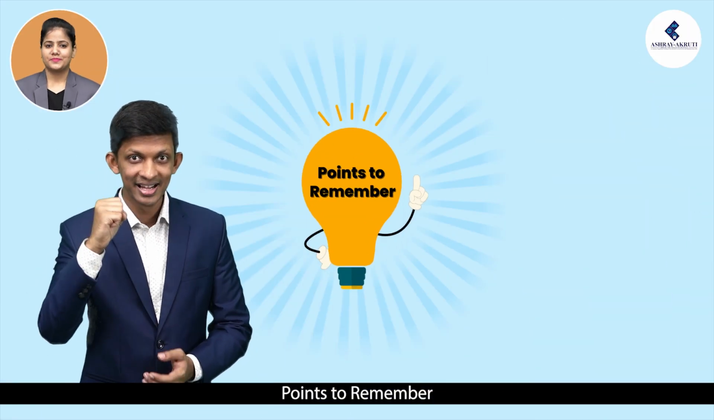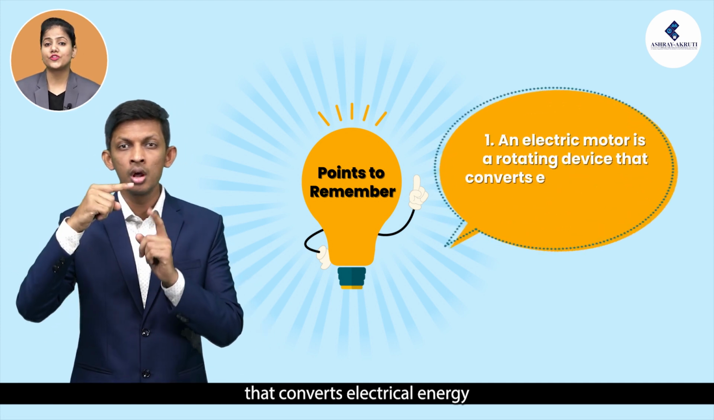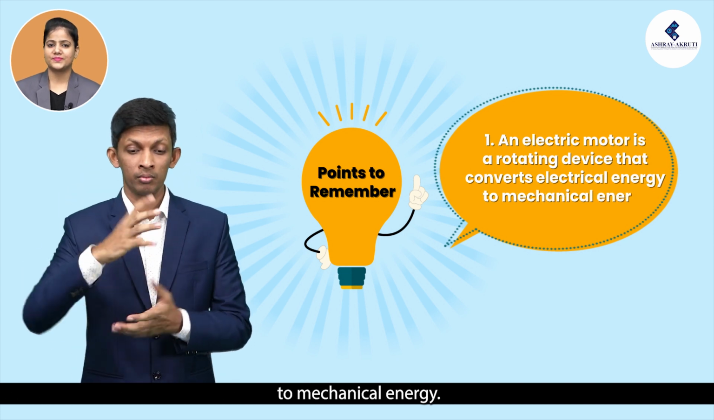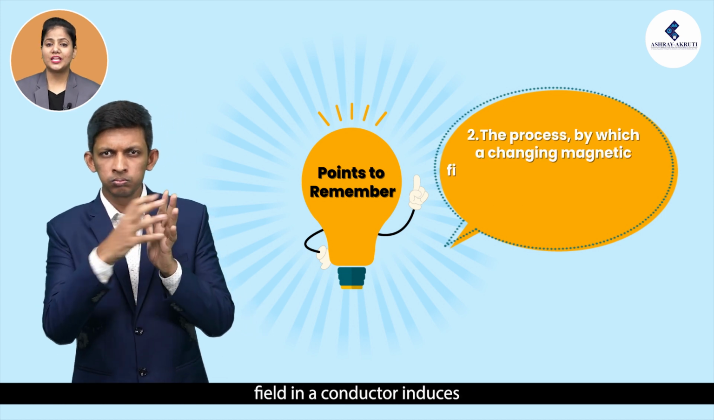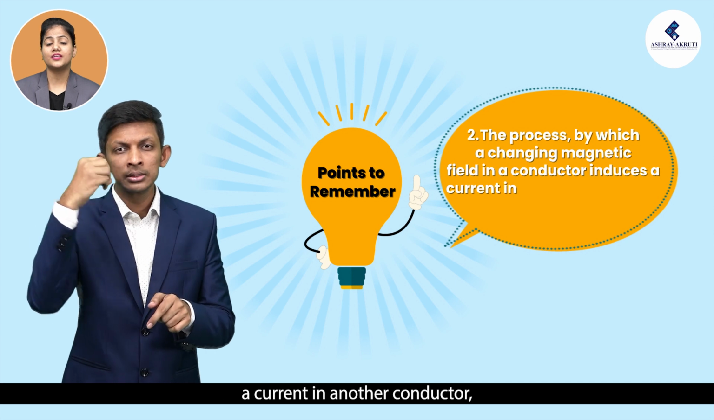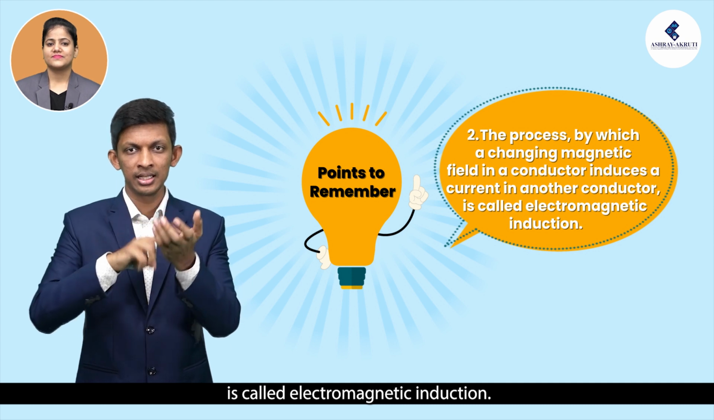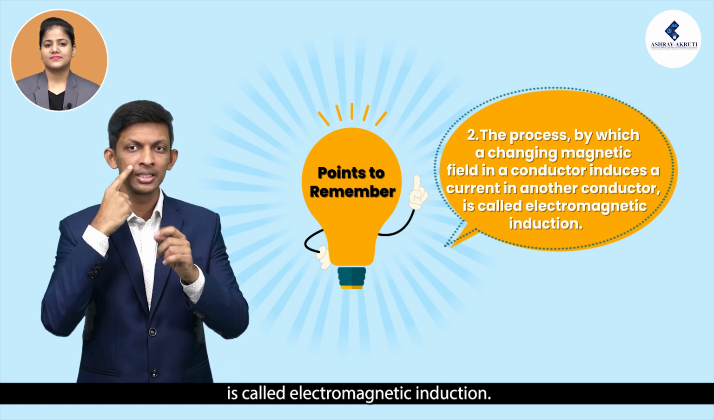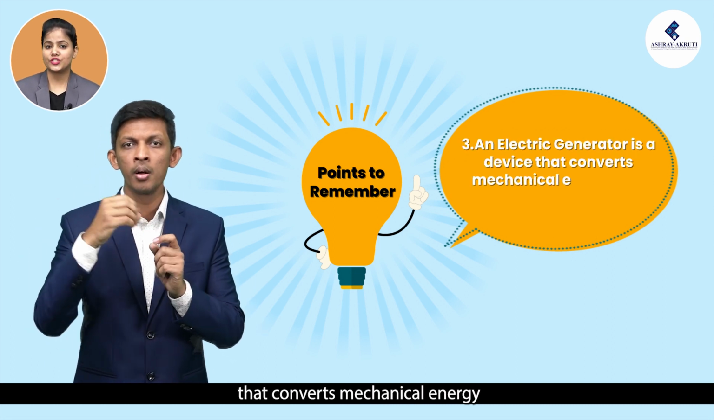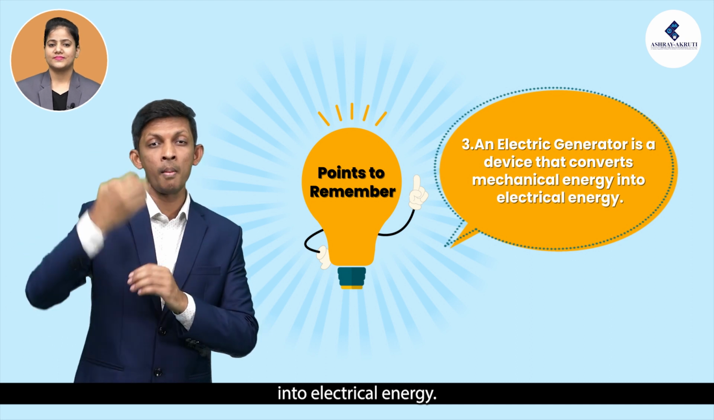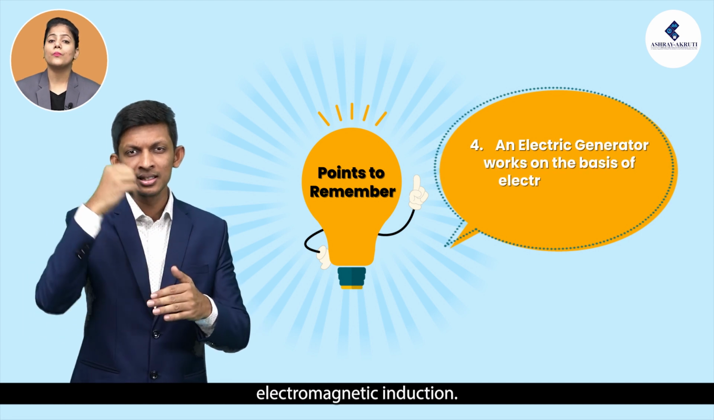Points to remember. An electric motor is a rotating device that converts electrical energy to mechanical energy. The process by which a changing magnetic field in a conductor induces a current in another conductor is called electromagnetic induction. An electric generator is a device that converts mechanical energy into electrical energy. An electric generator works on the basis of electromagnetic induction.